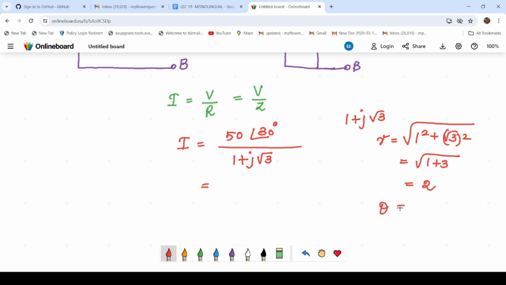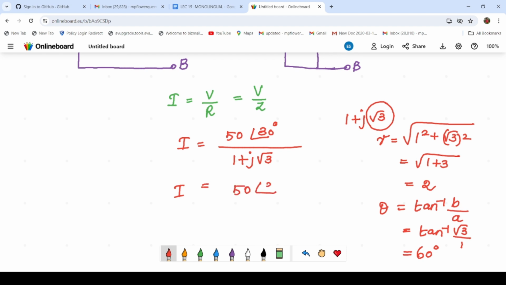How to find out theta? Theta is equal to tan inverse of B by A. So what is B? B is equal to root 3. So tan inverse root 3 by, what is A? 1. So tan inverse root 3, for which angle? The angle is equal to 60 degrees. Only at 60 degrees will we get the value tan root 3. Now, I is equal to 50 angle 30 degrees divided by, we have to put the value 1 plus j root 3, that is similar to 2 angle 60 degrees.